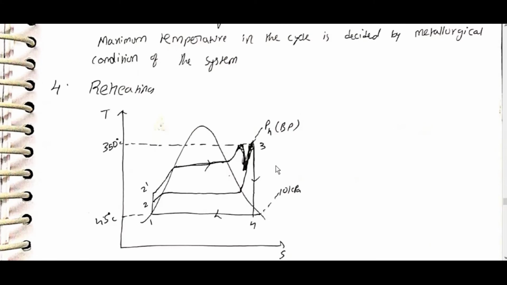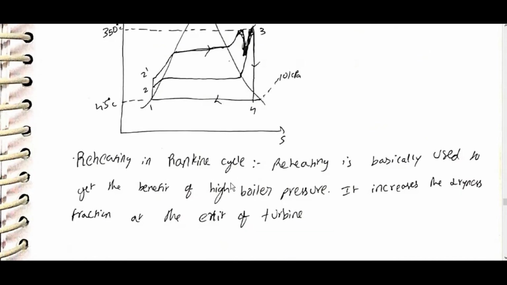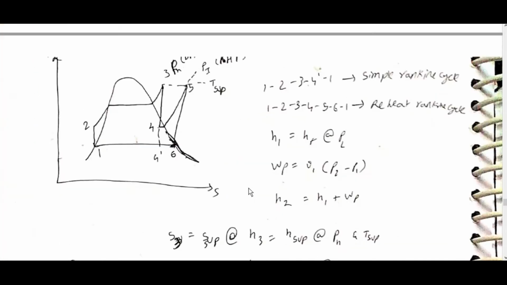Reheating, on the TS and PV diagrams. Reheating in the Rankine cycle is basically to get the benefit of high boiler pressure. It increases the dryness fraction at the exit of the turbine. 1, 2, 3, 4 prime, 1 is the simple Rankine cycle. 1, 2, 3, 4, 5, 6, 1 is the reheat Rankine cycle.